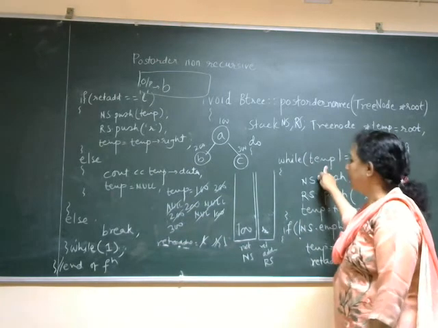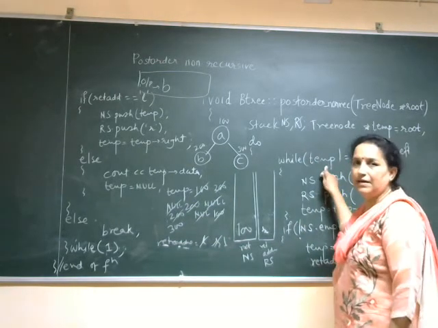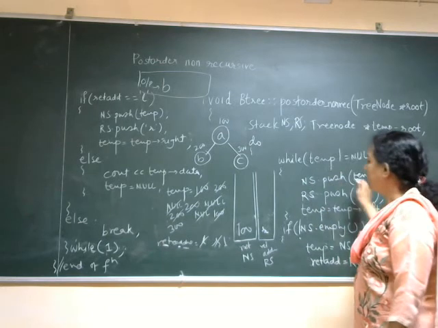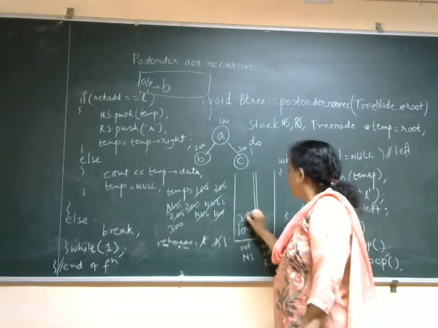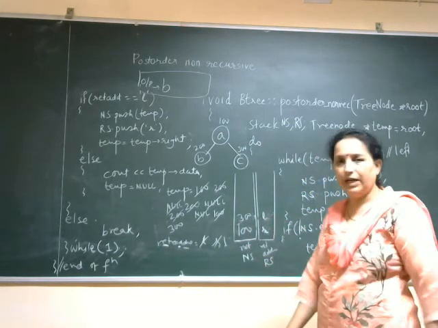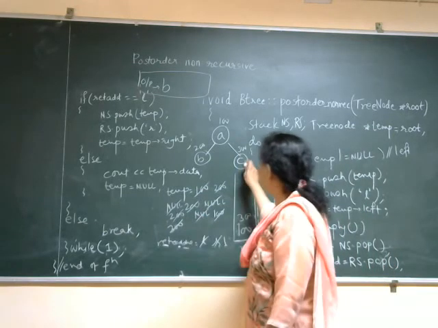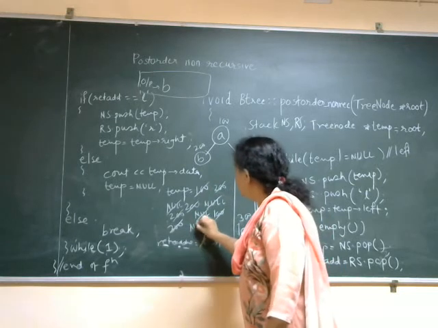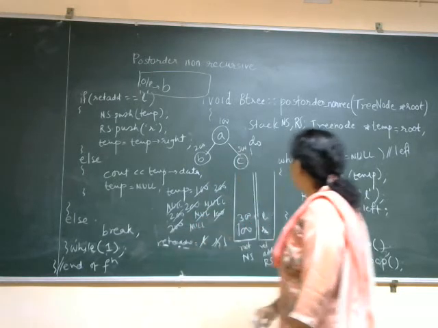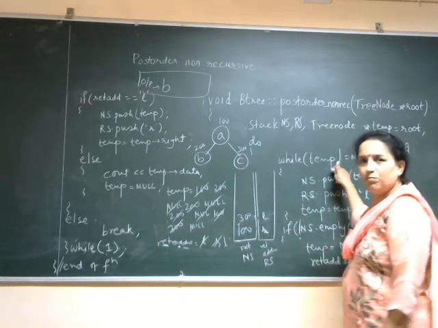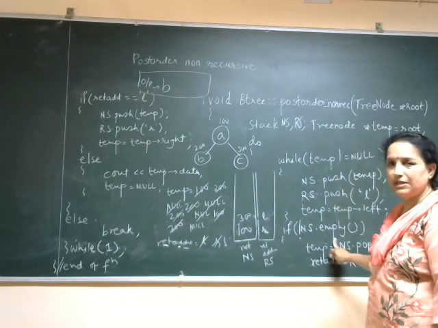Now it will come to this. What is temp? Temp is 300. It is not none. So I push 300 with L. Okay? And I'll change temp to temp's left. 300's left, that is none. Okay? Now temp is none, so I'll come to this.